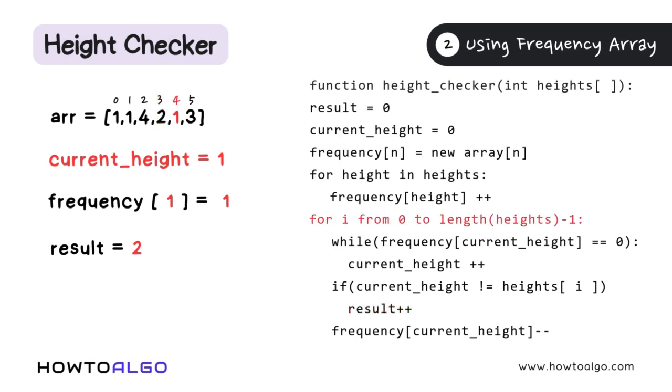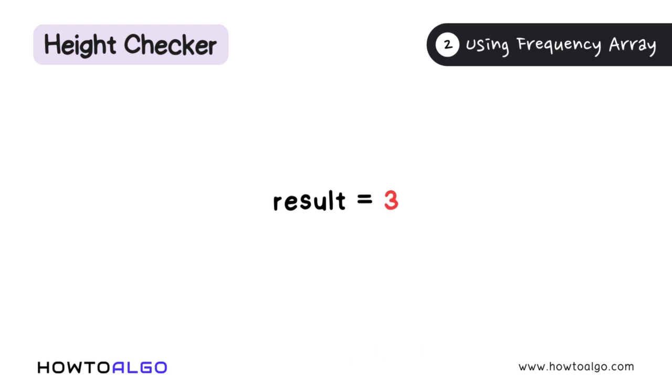At index 4, height is 1, current height is 1, and frequency of 1 is not 0. There is no mismatch. The current height is equal to the height at index 4. We skip this condition and decrease frequency of 1. At index 5, height is 3, current height is 1, and frequency of 1 is 0. The current height is not equal to the height at index 5. Increment result as there is mismatch. Frequency of 3 remains 1. After iterating through the array, the result is 3, indicating that there are 3 elements out of order.